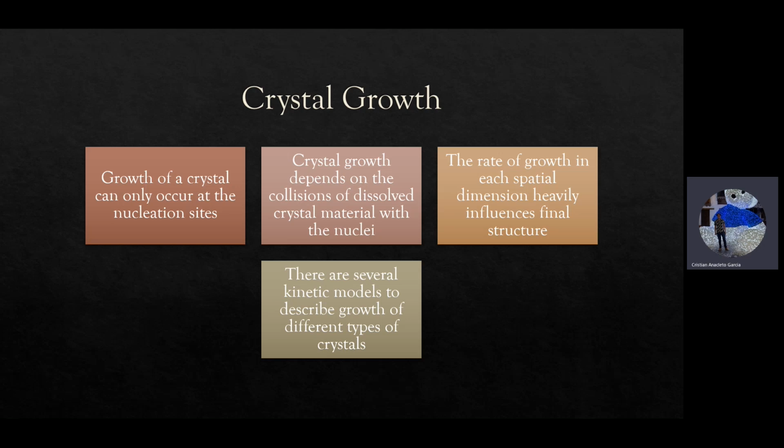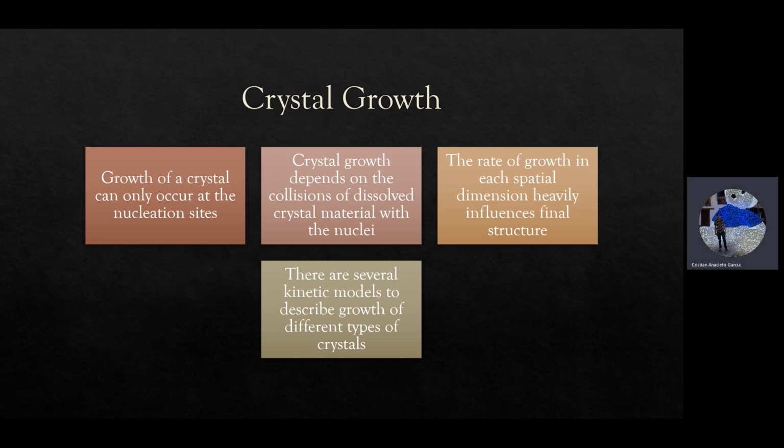In the second step of crystallization, we have crystal growth, and the growth of a crystal can only occur at the nucleation sites. Therefore, this would have to be in sequence after the nucleation sites are formed naturally or seeded artificially. The growth of the crystal depends on the collisions of the dissolved crystal material with the nucleation sites. Again, this crystal material could either be a pure material, in which case we would have elemental atoms, or it could be at the molecular level where we have the smallest molecules of a material.